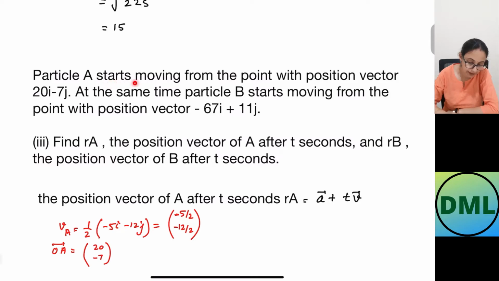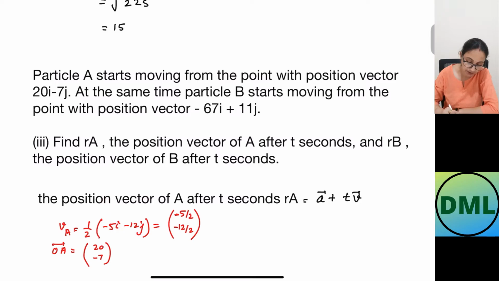A particle A starts moving from the point with position vector 20i minus 7j. At the same time, particle B starts moving from the point with the position vector minus 67i plus 11j. Find RA, the position vector of A after t seconds, and RB, the position vector of B after t seconds.